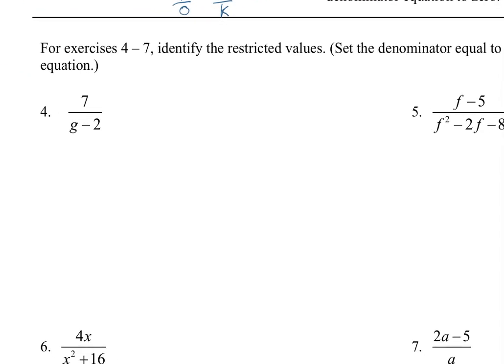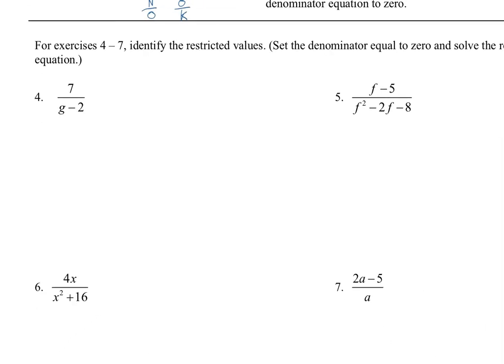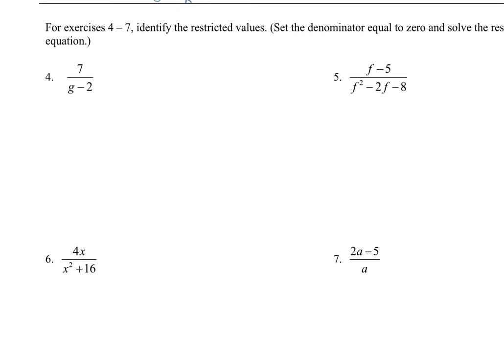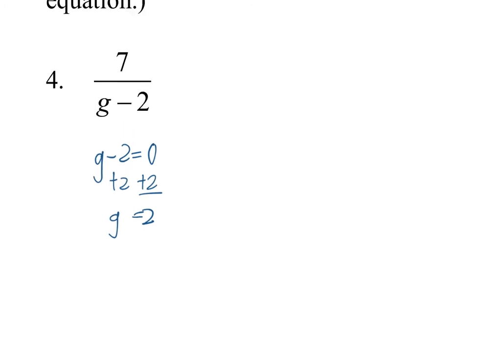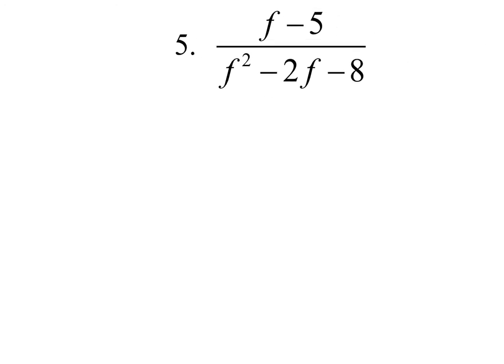On 4 through 7, we're going to see what makes that denominator equal 0. Basically, you take the denominator, set it equal to 0, and solve it. Right here, you add 2 to both sides. So g equals 2 is what makes that denominator equal 0. If I plug 2 in, 7 divided by 2 minus 2, and 2 minus 2 is 0. And you can't divide by 0.